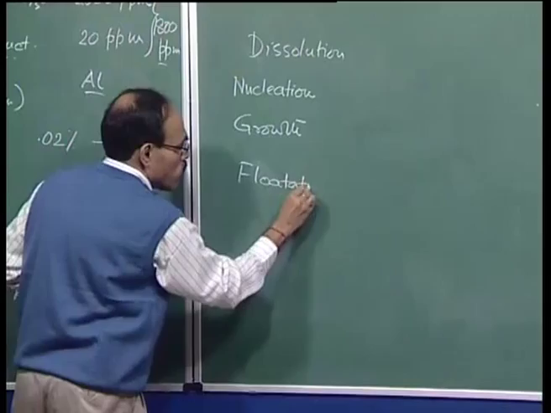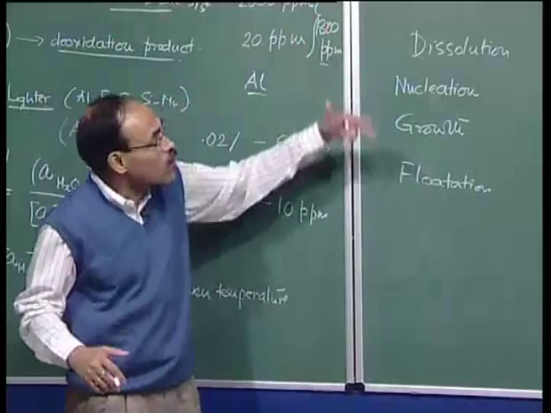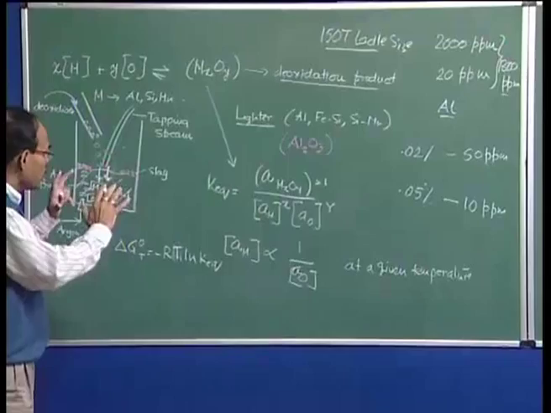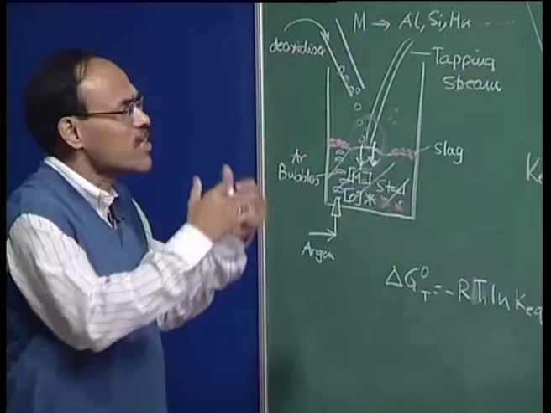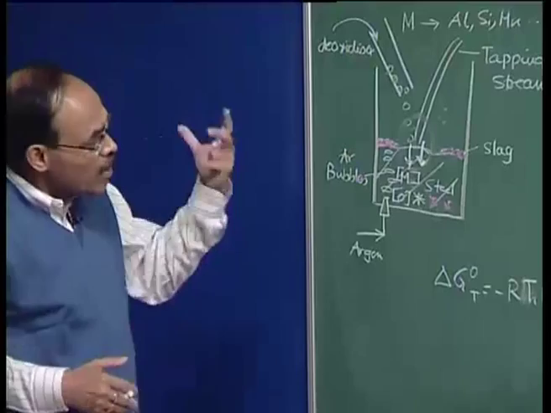So, dissolution, and following that, the new phase is nucleated, the new phase is grown, and subsequently the new phase floats. This totally constitutes the various kinetic aspects of the deoxidation process itself. Now, I do not want to talk about anything beyond this as far as deoxidation is concerned. In the next lecture I am going to show you a deoxidation calculation, but to sum up today's lecture and give you an overview of the deoxidation process.